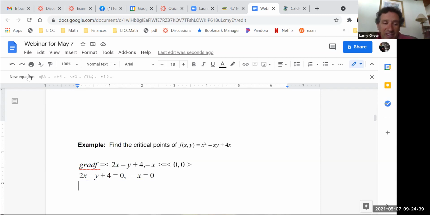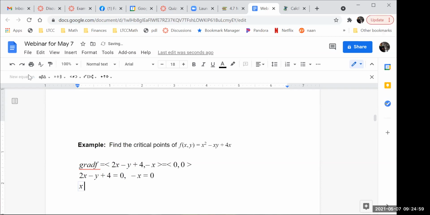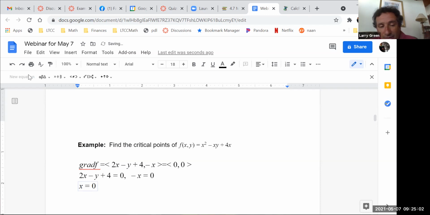So here's a suggestion. When you have 2 equations and you've got to solve, this happens often, focus on the easy one. Don't focus on the hard one. What does the easy one tell us? x equals 0. So now that we know x equals 0, we can put that into the hard one. Now 2 times 0 is 0, so you just get minus y plus 4 equals 0.